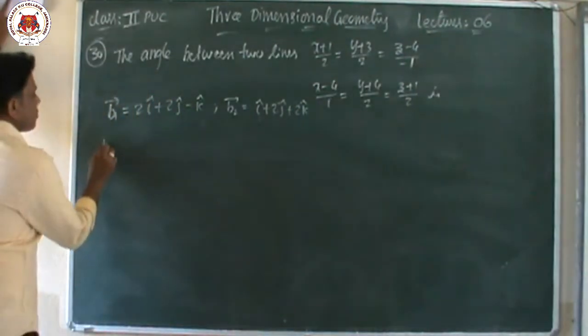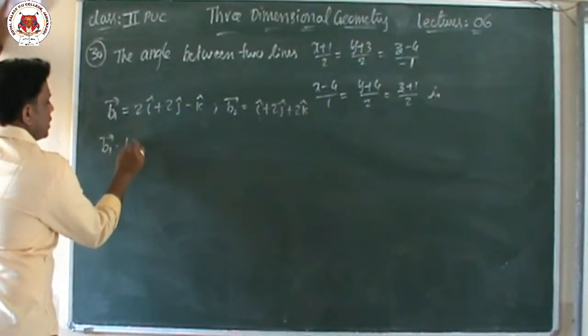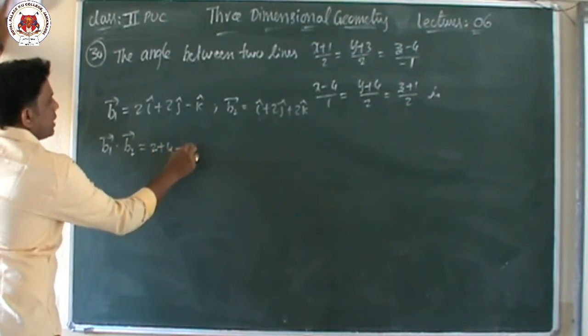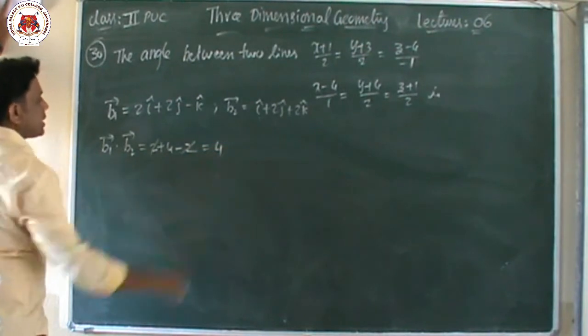First we have to do the dot product of B1 vector dot B2 vector. You do the dot product of these two vectors: 2 ones are 2, plus 2 twos are 4, plus 2 times minus 1, which is minus 2. What is the answer? 4.